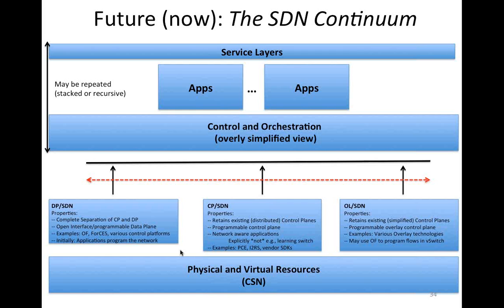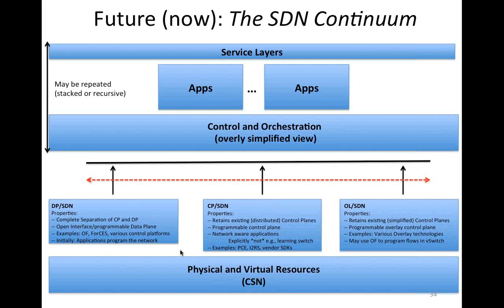Then if you move to the right a little bit, you have this control plane SDN idea, where you retain the existing distributed control planes we have today, but you make the control plane programmable. So you get network-aware applications. You can learn things about the network, and you can maybe have the application modify its behavior or ask for certain kinds of resources from the network. Examples of these are PCE, I2RS, the various vendor SDKs, things going on over in the IETF, and proprietary SDKs.